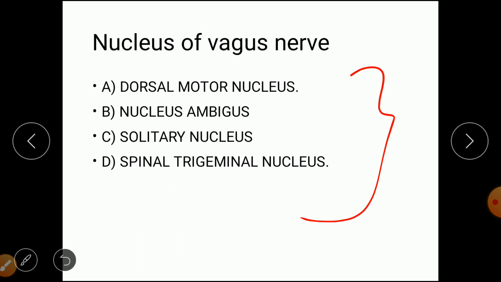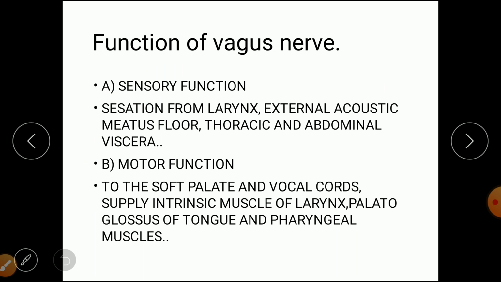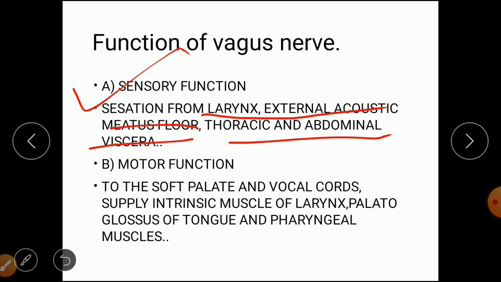Nuclei of the vagus nerve are the dorsal motor nucleus, nucleus ambiguus, solitary nucleus and spinal trigeminal nucleus. Functions of the vagus nerve: sensory, motor and parasympathetic. First is sensory function. Sensation is carried from the larynx, external acoustic meatus floor, and thoracic and abdominal viscera. Motor function: to the soft palate and vocal cords, it supplies intrinsic muscles of the larynx, palatoglossus of the tongue and pharyngeal muscles. So this is the motor function.